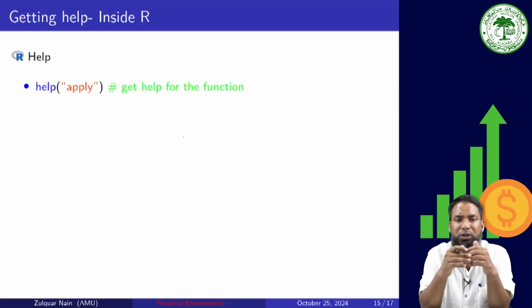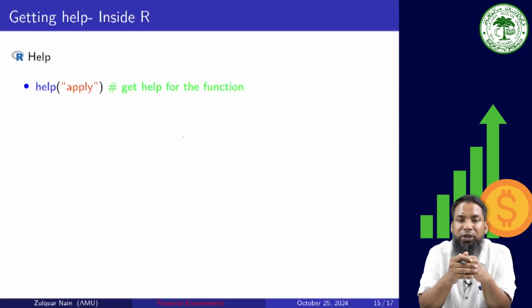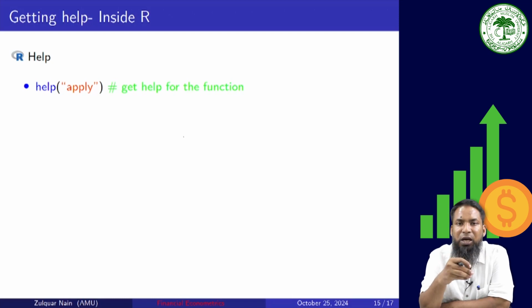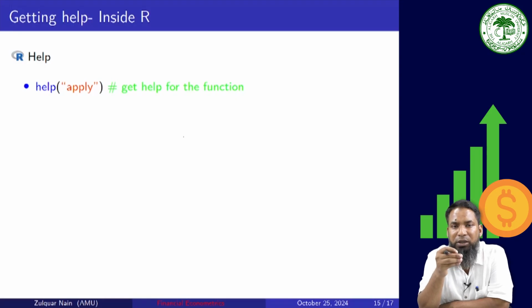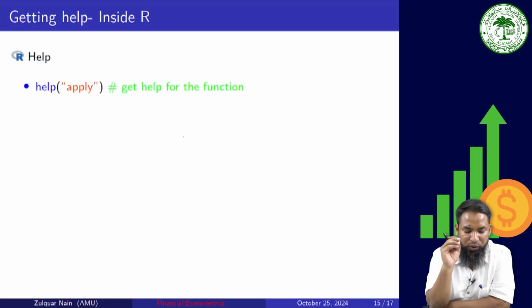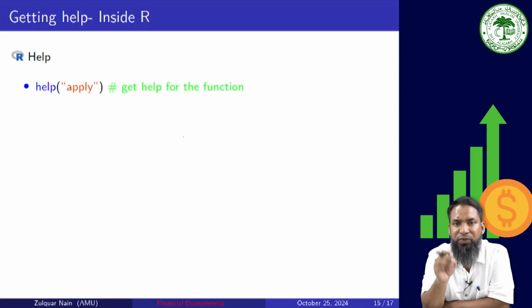Then as I told you, the first thing to learn for any software is how to get the help. For help, there are two approaches. Either within R or RStudio we can get the help, or outside of R, that is on web pages, blogs or books, we can get the help. Here first I will talk about getting help inside R, that is, within the R software.